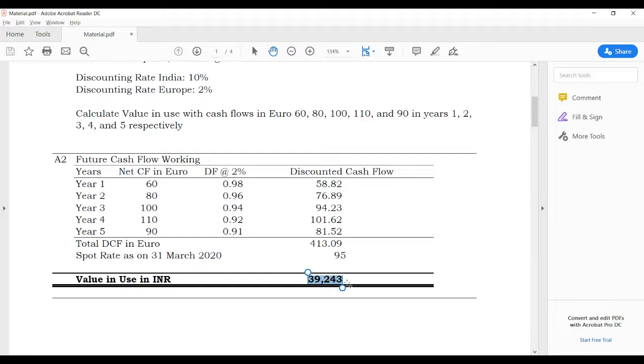Hence, first I need to convert to the present value by using the rate in which the asset is lying. So the asset is lying in Europe, so I need to use the European rate. Then I need to convert that euro into INR by using the spot rate. So in this way, I need to derive the value in use in INR from foreign currency.